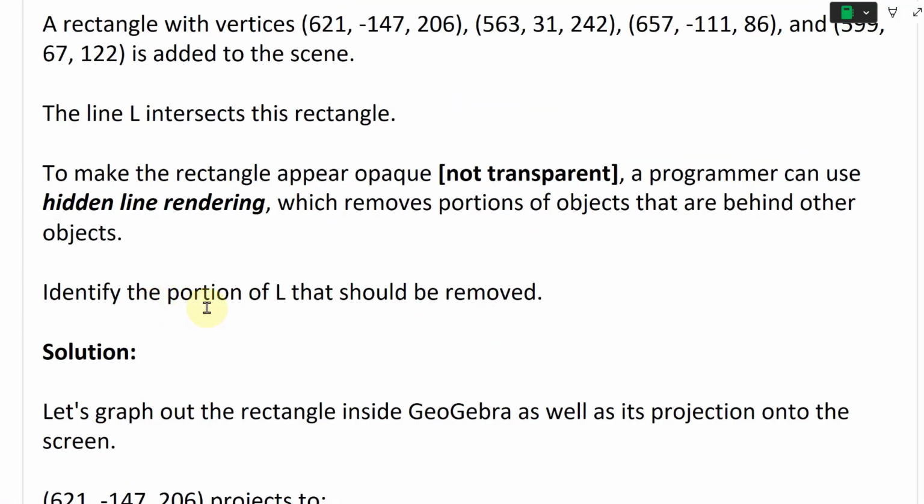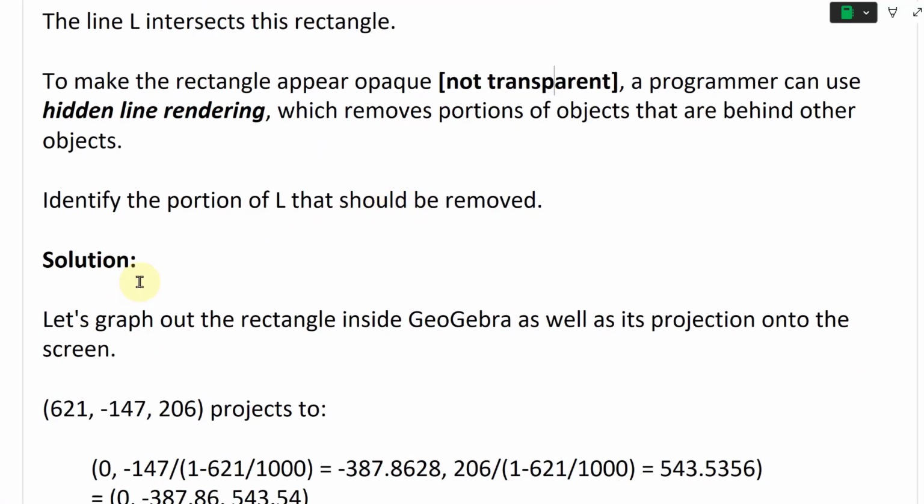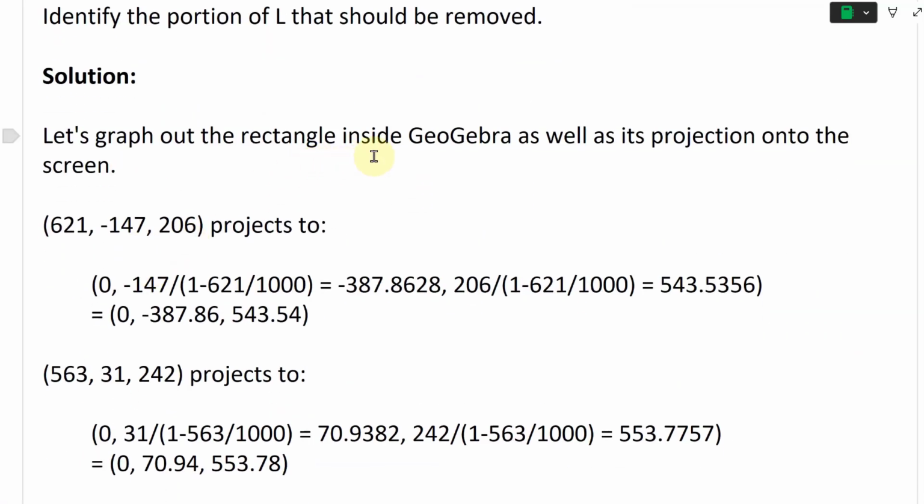And now we're asked, identify the portion of L that should be removed. In this case, you're going to have to remove this portion right there. So let's take a look at the solution. Let's graph out the rectangle inside GeoGebra, as well as its projection onto the screen.